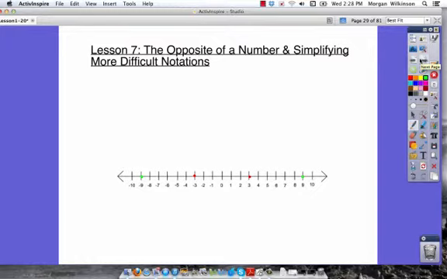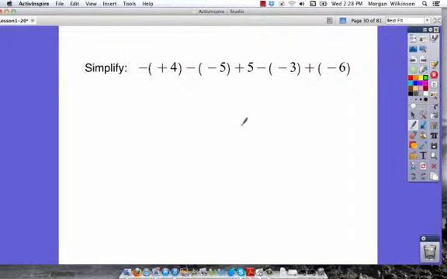Let's look at a problem. Let's say we're going to simplify negative positive 4 minus negative 5 plus 5 minus negative 3 plus negative 6. If we're going to simplify this, you can see we've got some parts in here that have double negatives. That's saying the opposite of the opposite. And the opposite of the opposite must be a positive. Okay? So, an opposite of an opposite, or a double negative, gives us a positive.